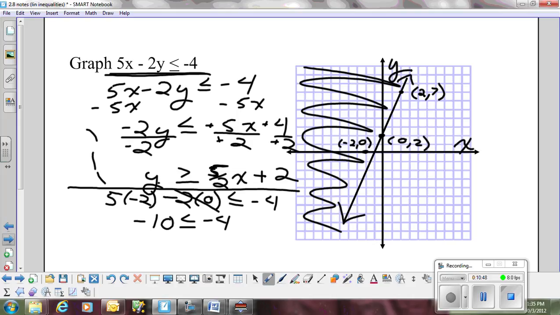Now, just because I like checking this point right here, I'll double check on the other side. If I put 0, 0 in there, this one is 0, this one is 0. Is 0 less than or equal to -4? No. So I did good not shading that other side. So we're okay.